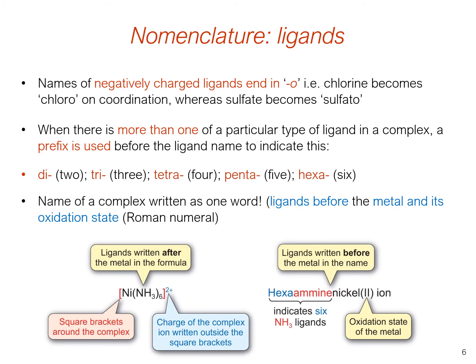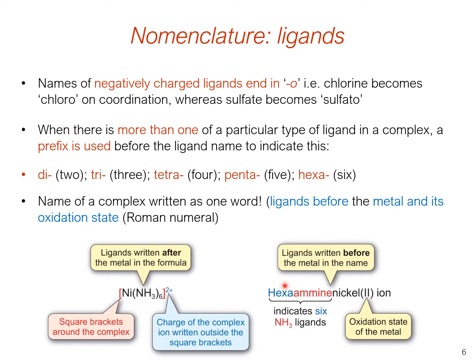Now we can also note how many of each type of ligand there are by using a prefix. So the example down the bottom here, we have nickel with 6 ammonias. So this uses hexa, so then it's a hexaammine. For example, if there were 4 waters, we look up the ligand name in the table. For water it is aqua. It would be tetraaqua if there were 4.